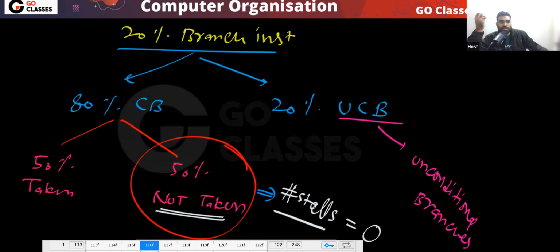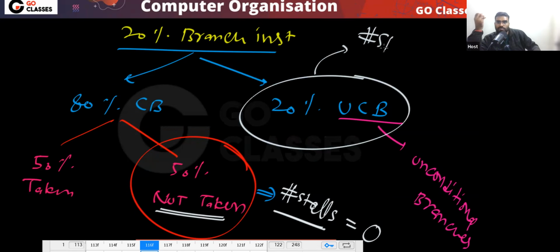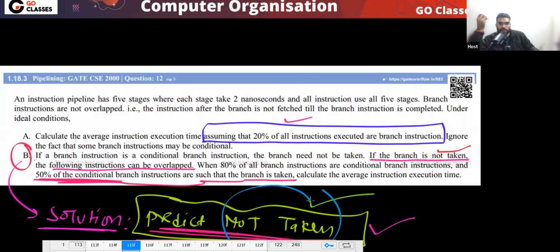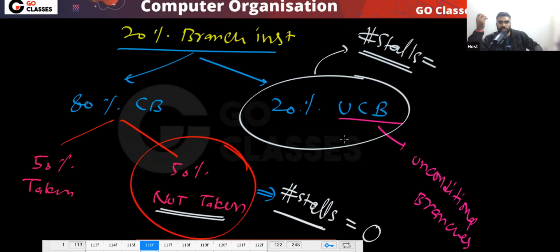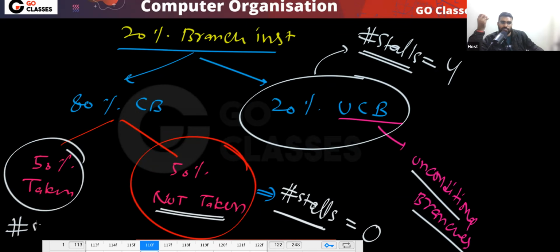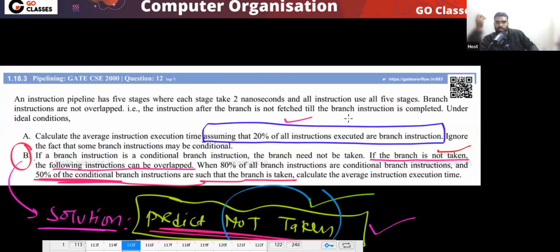Here, what will be the number of stalls? Your prediction is not taken, so that fails here, because unconditional branches will always be taken. So here the number of stalls will be 4, and here also it will be 4.